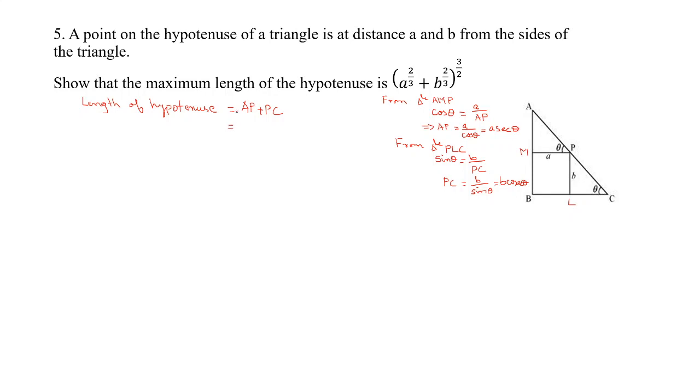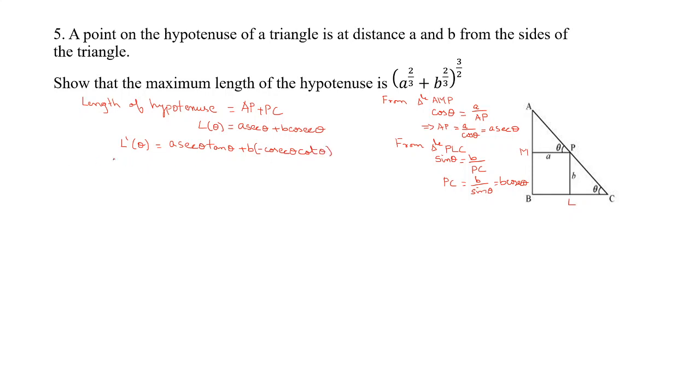So this we can write as A secant theta plus B cosecant theta. So here A and B are given distances, so that is a constant. So this can be treated as a function of theta, L of theta. Now we will differentiate this. So L dash of theta with respect to theta will come as A secant theta tan theta plus B into the derivative of cosecant theta, that is minus cosecant theta cot theta.